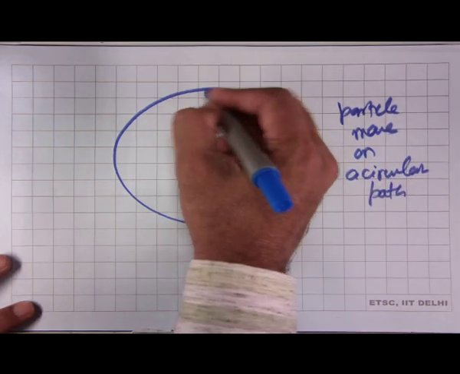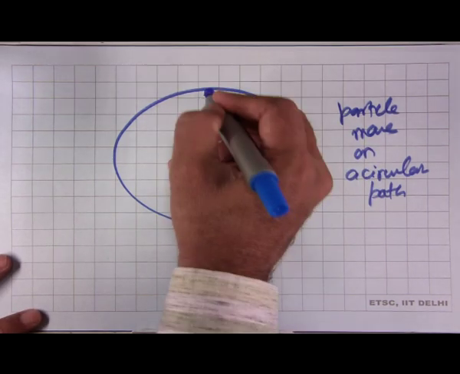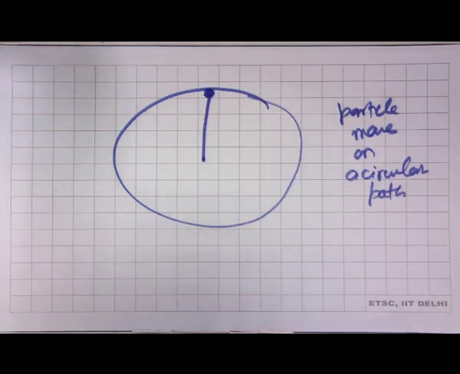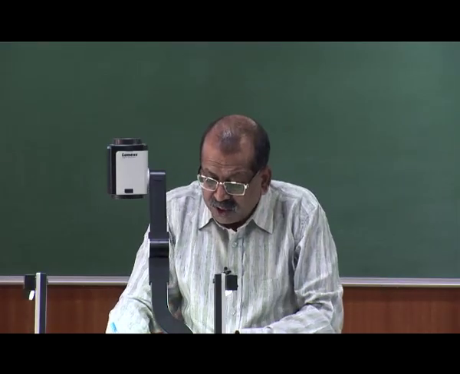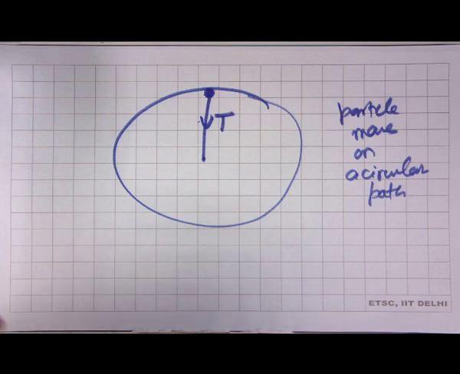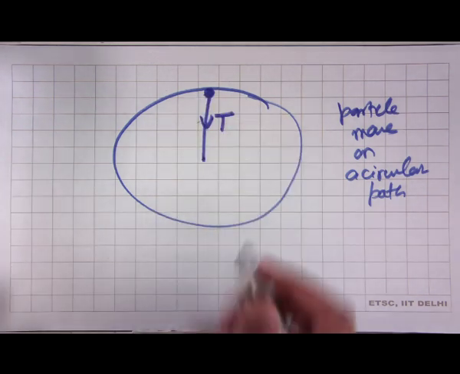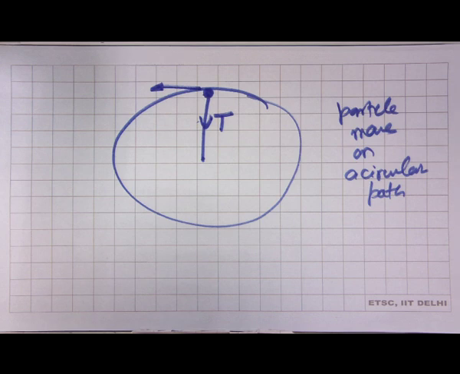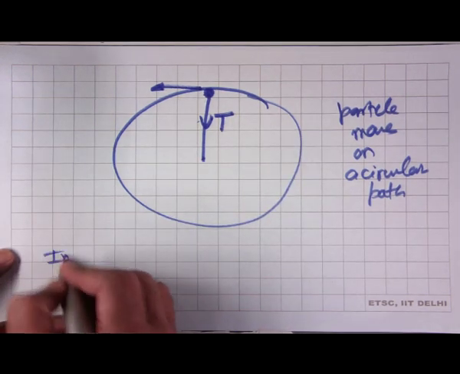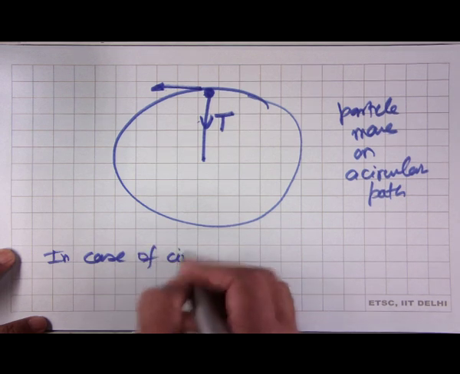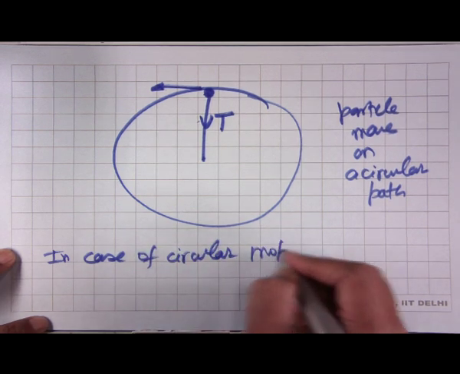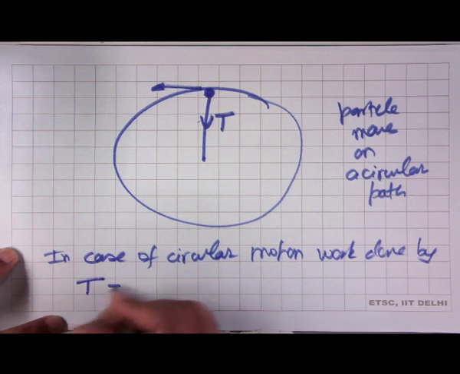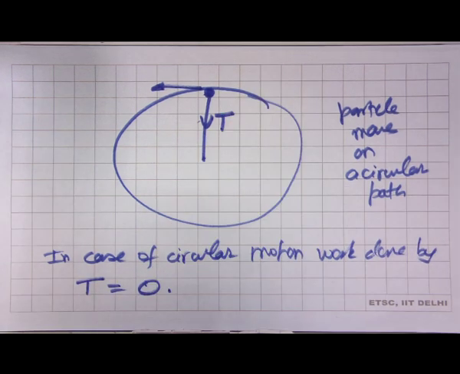If it is moving on a circular path, and let us say there is a string which is holding this particle, we are slinging a stone tied by a string. Now if there is a tension acting on the particle, this string force, and the particle is moving in a direction perpendicular to the string force. So here, in case of circular motion, work done by T, or the string force, is equal to 0.